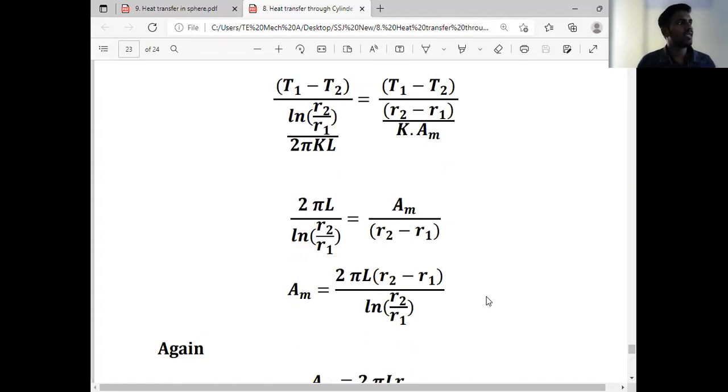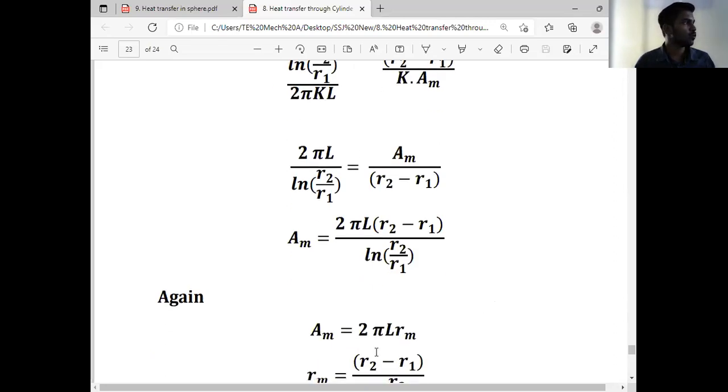Okay, if cylinder is there, so what is the area for the cylinder? Cylinderचा area आपण कसा find out करतोय? 2 pi RL. Okay, so whatever the area is there, so we have to write down the equation in the form of cylinder. So AM is equal to what? AM is equal to 2 pi RL. So whatever the area we have considered, that is logarithmic mean area. So at that time we have to take the radius as a logarithmic mean radius. Okay, so therefore AM is equal to 2 pi L into RM.